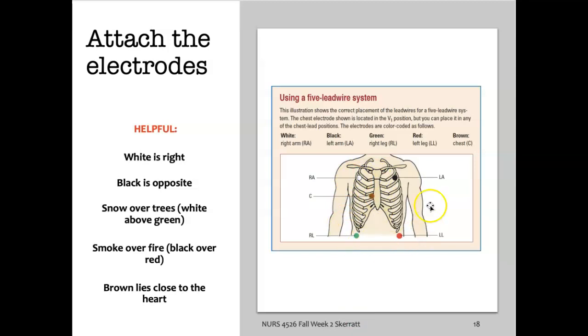Typically you apply them all to the chest, but if for some reason you have a man who has a very hairy chest, you might want to move it to the left arm or the right arm. So that's where the lead system goes.